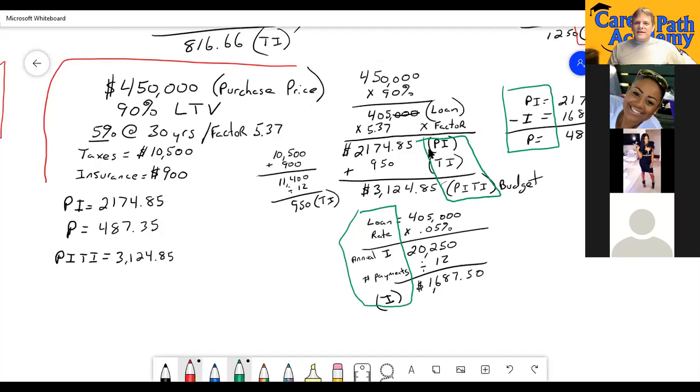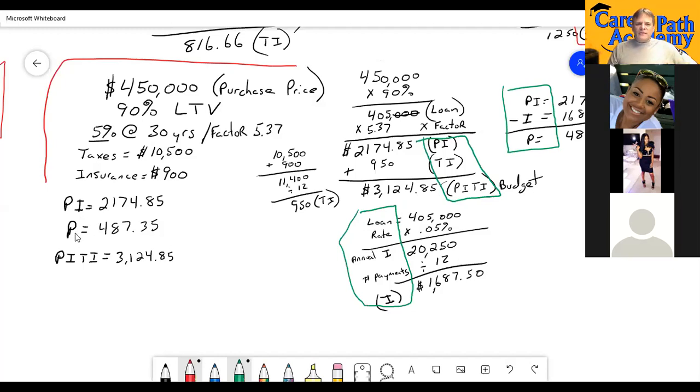All right. And then our taxes and insurance, we can just add those up, 10,500 and the 900, which gives us 11,400 divided by 12. That gives us a monthly tax and insurance of $950. Add the PI to that TI, and you get your monthly mortgage payment, the PITI, $2124.85. I'm sorry, $3124.85.